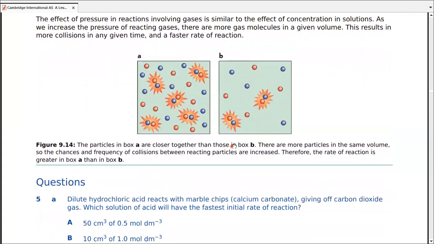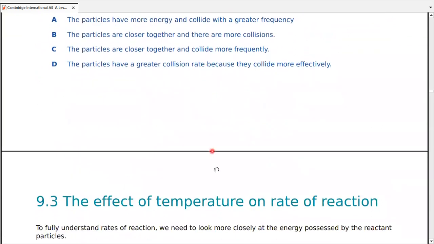So I guess diagrams A and B clearly explain that the particles in box A are closer together than those in box B. There are more particles in the same volume, so the chances and frequency of collision between reacting particles are increased. Therefore, the rate of reaction is greater in box A than in box B. So we can easily understand it. It means box A has higher concentration. In terms of pressure, box A has higher pressure. So it is working in a similar way of giving us a greater rate of reaction. I hope that's clear. Is it?